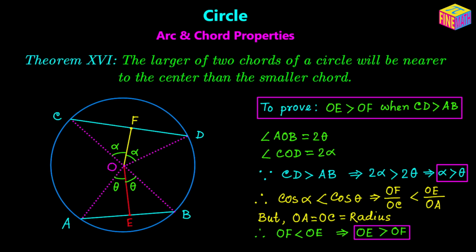So we have been able to prove that the distance of the larger chord from the center is actually smaller than the distance of the smaller chord from the center. I hope the proof made sense.